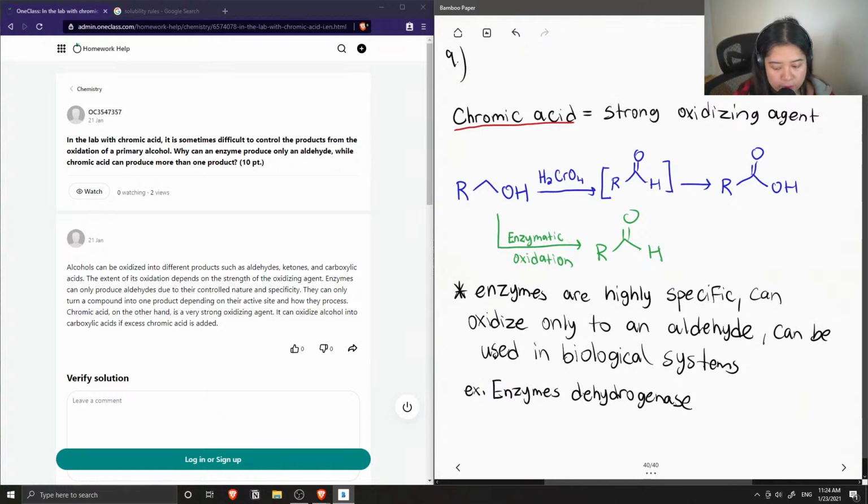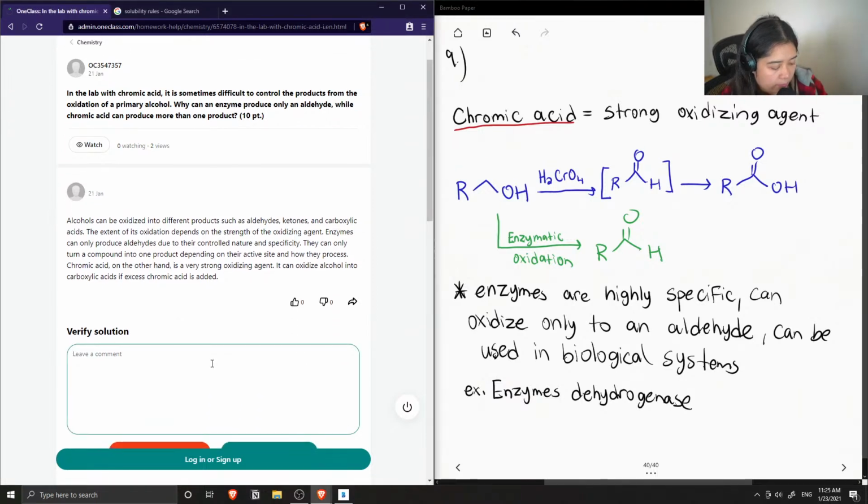Okay, so let's see what the junior tutor said. Alcohols can be oxidized into different products such as aldehydes, ketones, and carboxylic acids. The extent of its oxidation depends on the strength of the oxidizing agent. Enzymes can only produce aldehydes due to their controlled nature and specificity. They can only turn a compound into one product depending on their active site and how they process. Chromic acid, on the other hand, is a very strong oxidizing agent. It can oxidize an alcohol into carboxylic acids if excess chromic acid is added. Yep. So this solution is correct.